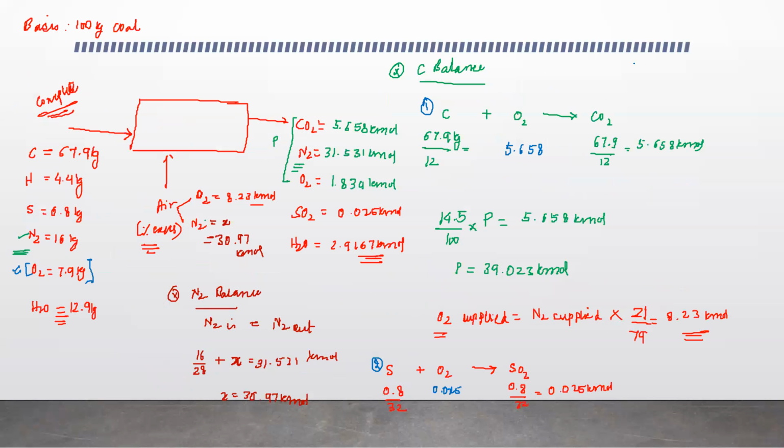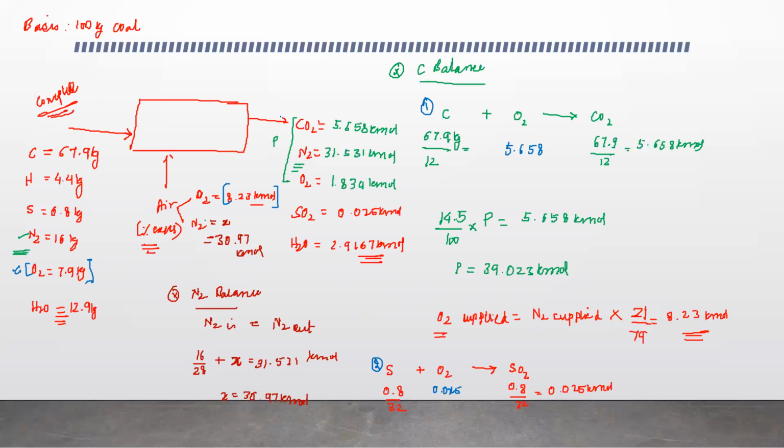And how much oxygen has been supplied by air? We already have that in the block diagram, 8.23 kilomole. Therefore, the percentage excess is going to be equal to 8.23 kilomole, that is supplied, minus 6.536, that is theoretically required from air, upon 6.536, that is theoretically required from air, into 100. So the percentage excess comes out to be approximately 25.92%.